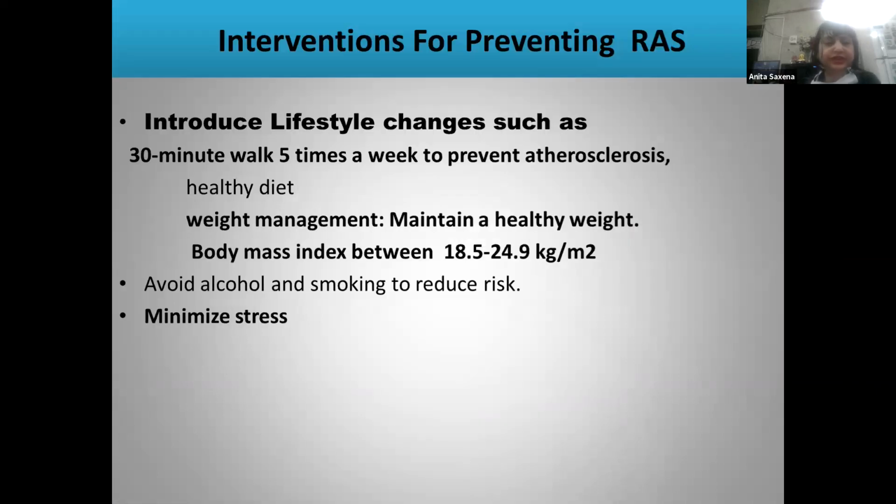Introduce lifestyle changes such as a 30 minute walk 5 times a week to prevent atherosclerosis. Healthy diet and weight management are very, very important. The patients must avoid alcohol and smoking to reduce the risk and minimize stress.